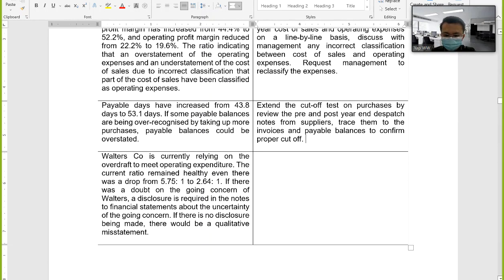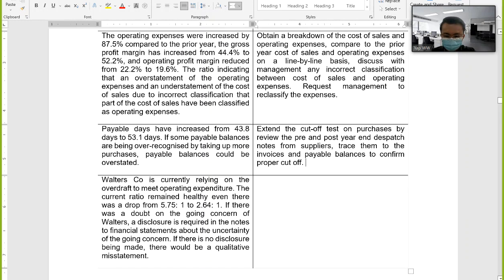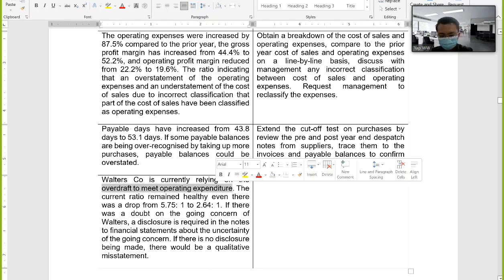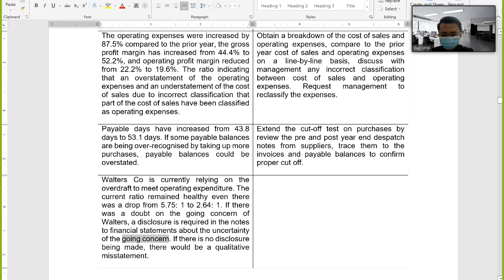Waterscore is currently relying on the overdraft to meet operating expenditure. The current ratio remains healthy, but it is always a risk to rely on the overdraft in order to meet operating expenses. What if the bank withdraws the overdraft facility? Then they will have no money to meet operating expenses. Then going concern will be a problem.